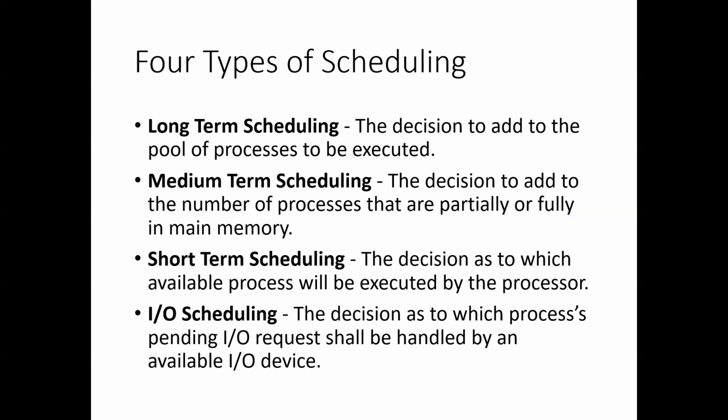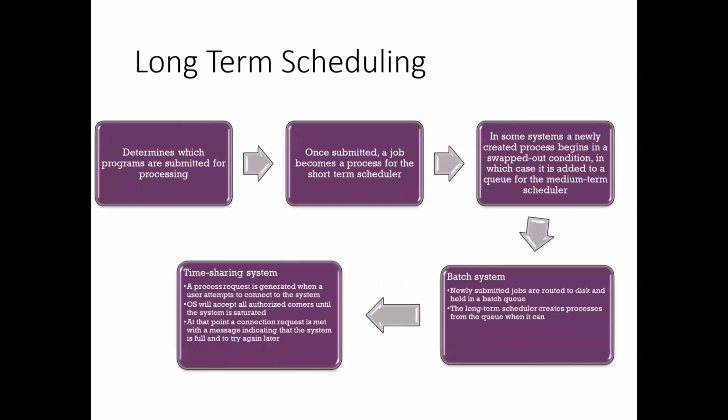Medium-term scheduling is the decision to add to the number of processes that are partially or fully in main memory. Short-term scheduling is the decision as to which available process will be executed by the processor. And of course, IO scheduling has its own type of scheduling.